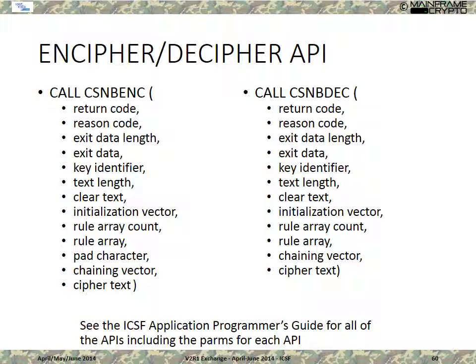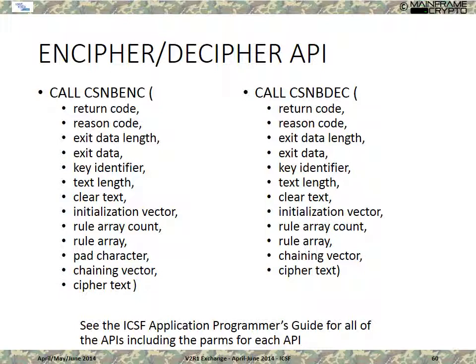The chaining vector is a work area for passing the chaining information when you're doing cipher block chaining. And then ciphertext at the bottom for the encipher operation. That's where the encrypted data is going to be put when the API is done. For the decipher operation, the ciphertext is the input, and that's what's going to get decrypted.